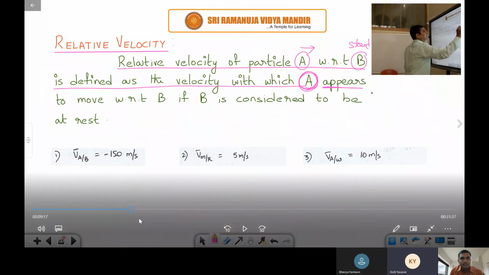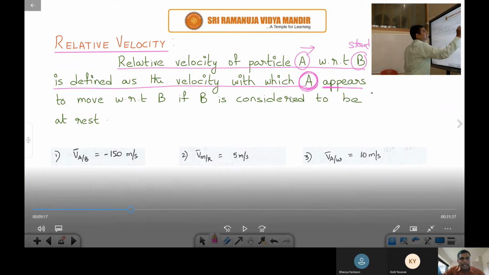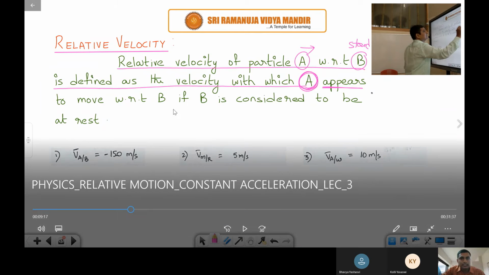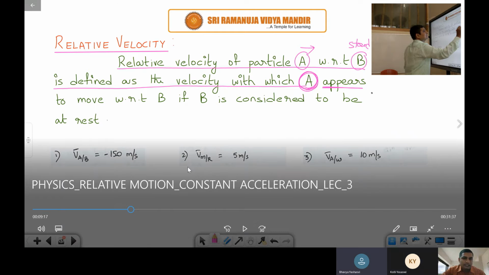So then after that, I gave you the definition of relative velocity. Relative velocity of particle A with respect to B is defined as the velocity with which A appears to move with respect to B if B is considered to be at rest. Yes, because we are standing on B. On whichever quantity we stand, that is at rest. For example, here we wrote that velocity of A with respect to B is minus 150.